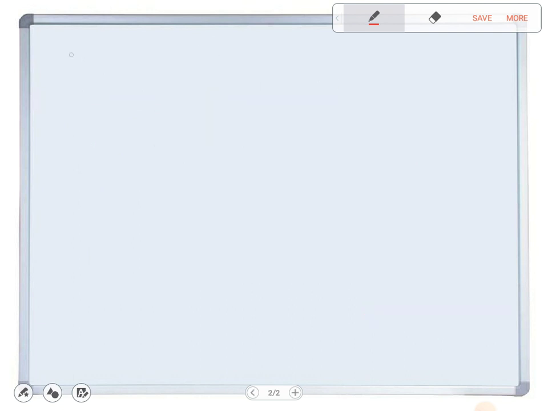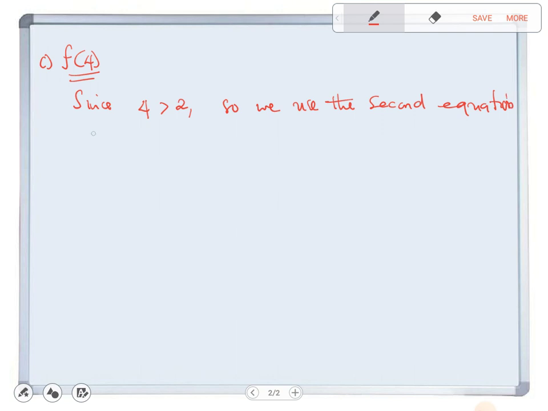Now with f of 4, which is c, since 4 is greater than 2, we use the second equation. So we are saying f of 4 is equal to 2 times 4 plus 1, to give us 9.